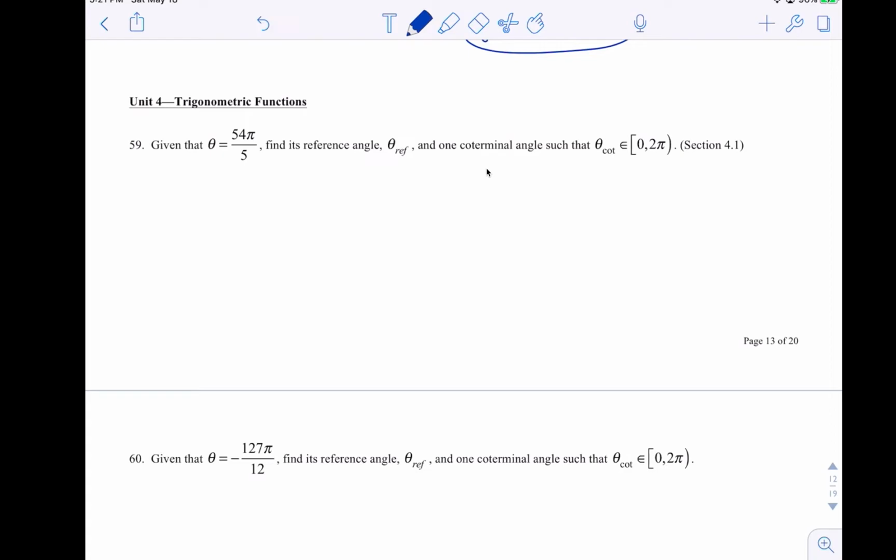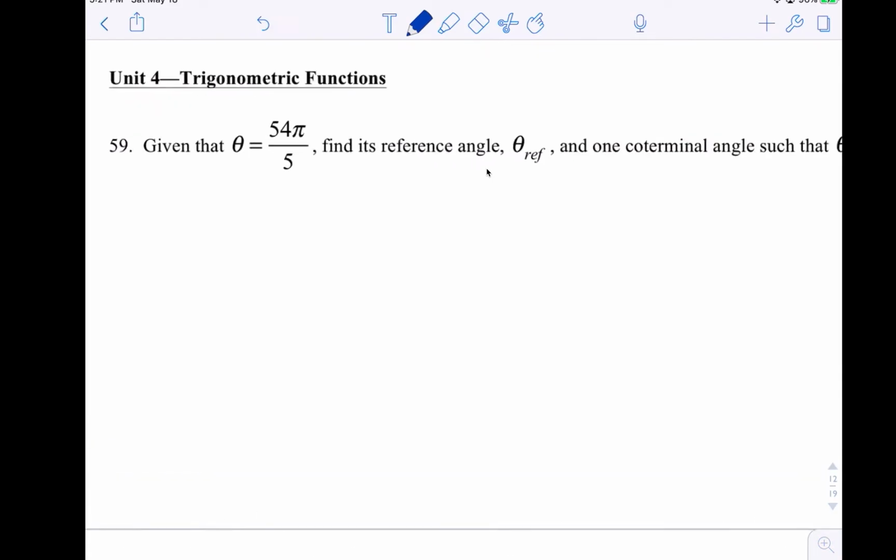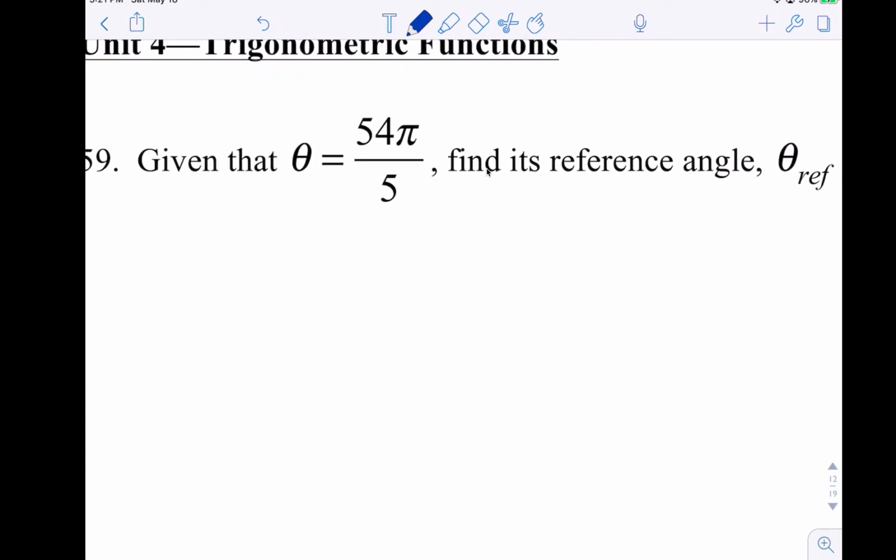Alright, so the first one is, given that theta is 54 pi over 5, find its reference angle and one coterminal angle such that the coterminal angle is between 0 and 2 pi. So I probably got to draw this so I can figure out where it's going to be.